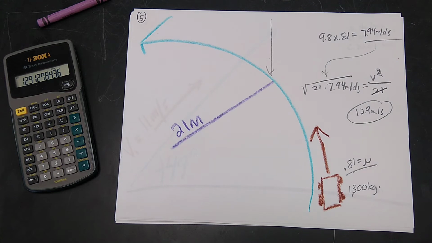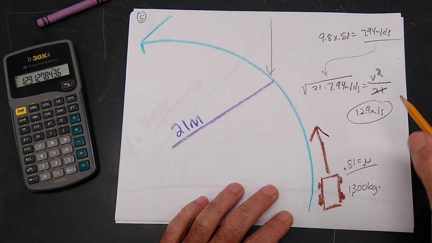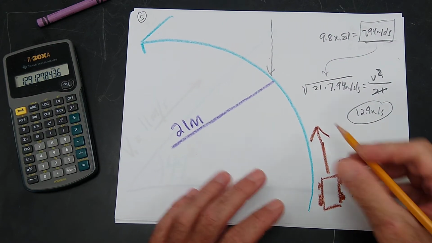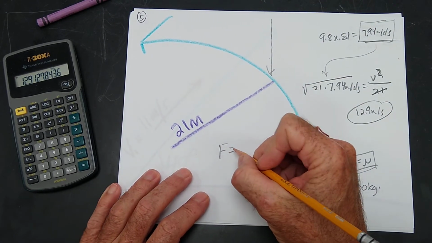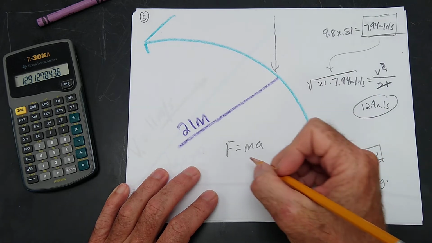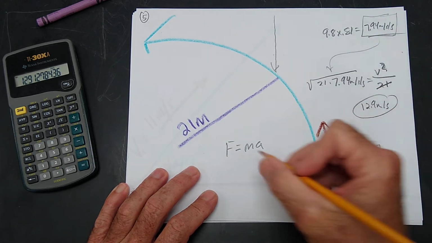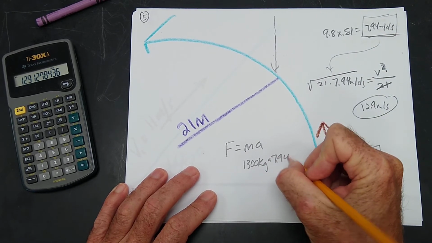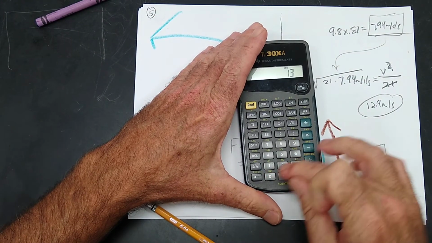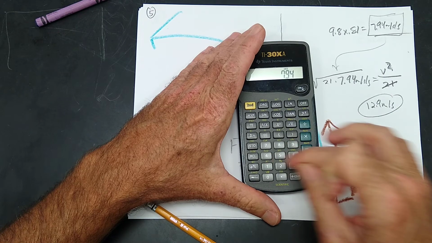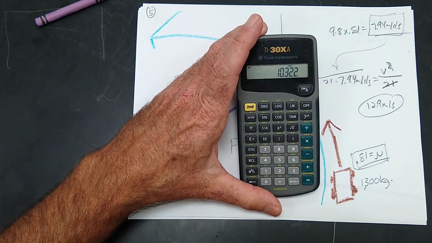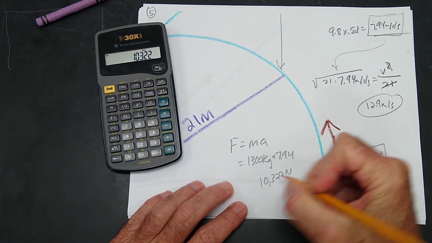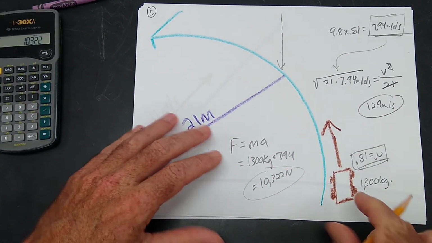What is the maximum force the tires can apply to the ground? Well, our maximum acceleration is 7.94 because this is all the traction we have. F is equal to ma. The mass of the car is 1,300 kilograms. The best acceleration we can do is 7.94. So 1,300 times 7.94 equals 10,322 newtons. That is the best the tires can apply to the ground. Any more than that, and the thing slides out.